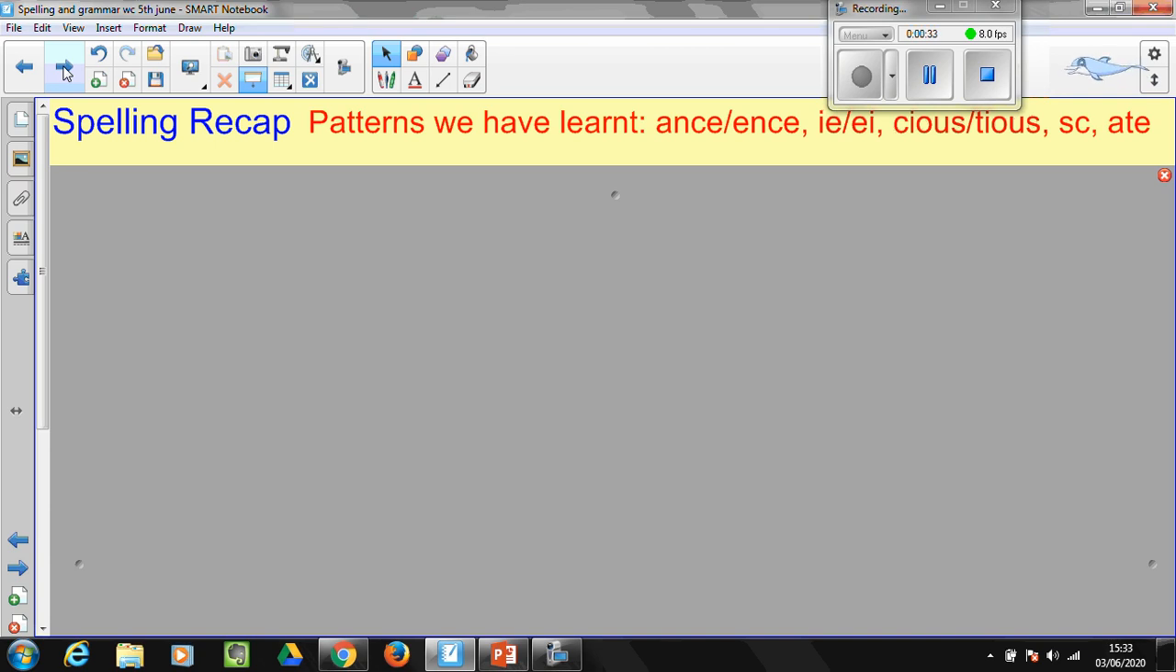Okay, I'm going to do a bit like a spelling test. I'm going to read you the word and then the sentence and then the word again, and you have a go at writing that key word. It will be one of these spelling rules, either ANCE or ENCE, IE or EI, CIOUS or TIOUS, SC words and ATE words. That should give you a good clue if you're not sure which one you're going for.